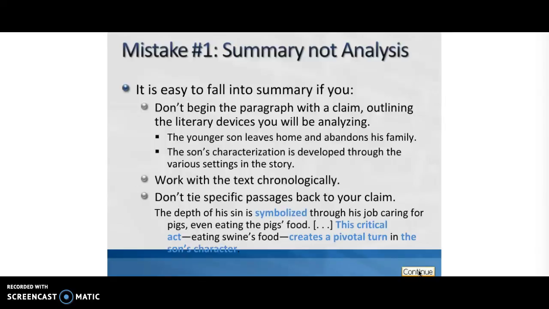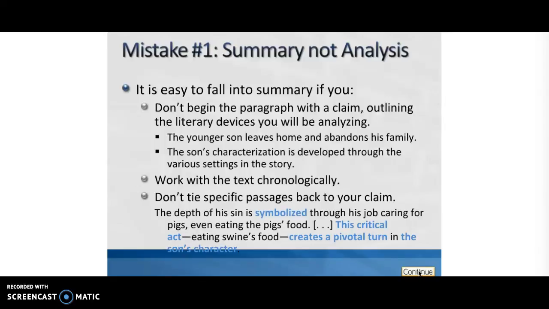The first topic sentence, the younger son leaves home and abandons his family, is a great setup for summary. This is just part of the plot. There are no conclusions about the text, and basically the writer is just going to move forward, giving us a summary of the plot. Next, you want to avoid working chronologically through the text.